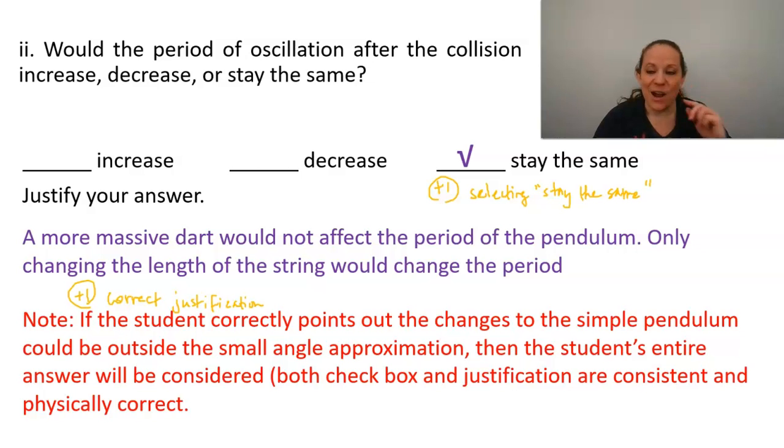Oh, and I almost forgot. If the student correctly points out the changes to the simple pendulum could be outside the small angle approximation, then the student's entire answer will be considered. In other words, both the checkbox and the justification are consistent and physically correct.